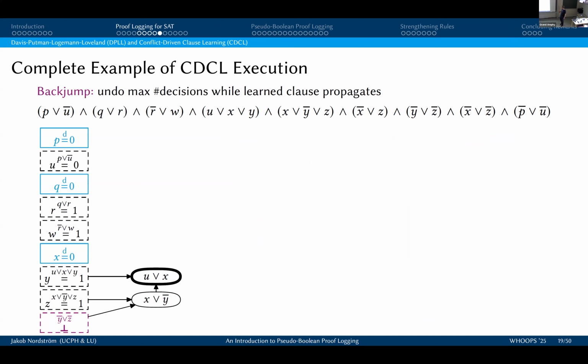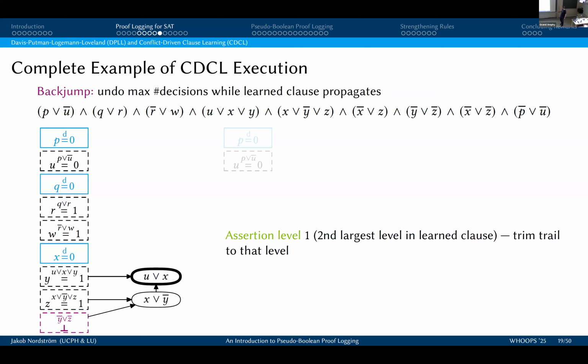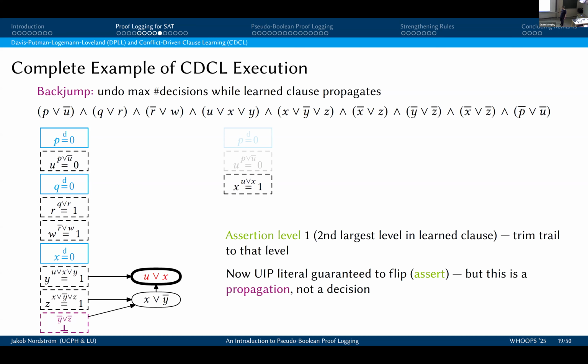And back jump. And basically, when we back jump, we remove decisions and propagations from the trail, as many as we can, but while this constraint is still propagating. So we remove the decision on X, we remove the decision on Q, we keep the decision on P and the propagation on U. And note now that with this partial assignment, P and U being false, this clause will immediately propagate. So in the end, we just flip the value of X, but the difference now from DPLL, which would have just made this as a decision, is that now we know there's a reason for it and we will never go back.